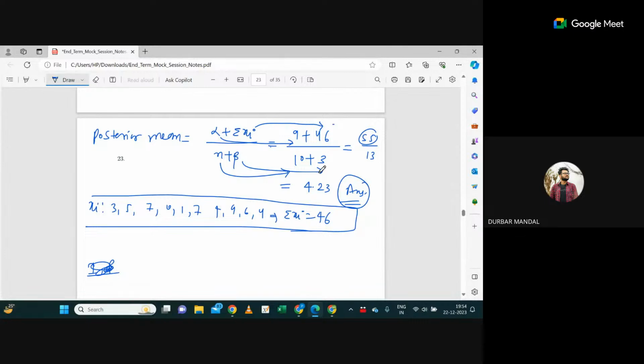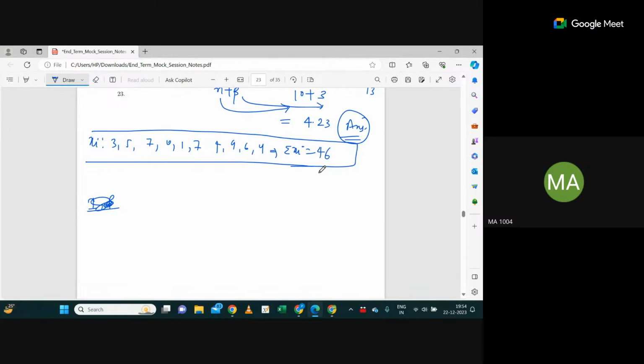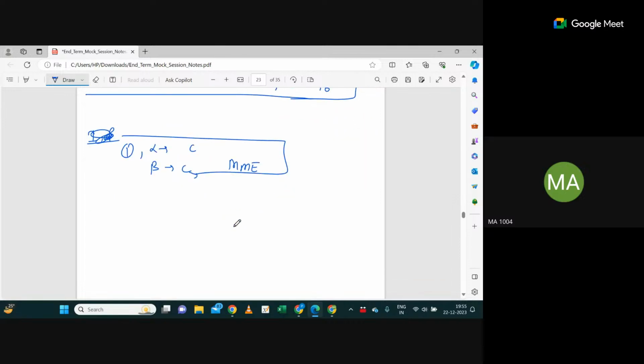Sir, can you repeat the hint, which type of questions will come? Okay, it's not that the question will be the same. I'm just giving you some idea. The first question, you saw, find the alpha in terms of C, beta in terms of C. Method of moments, we have solved questions, right? So you can expect those kinds of questions, try to practice them, and this posterior and all.